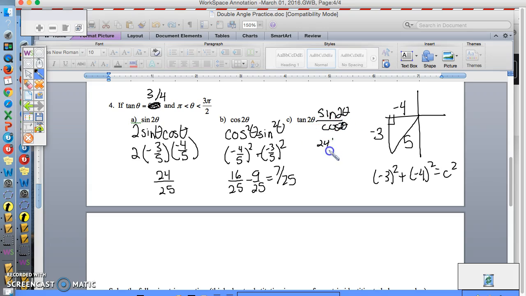And then tangent, sine over cosine. So 24/25 over 7/25. And we end up with 24/7.